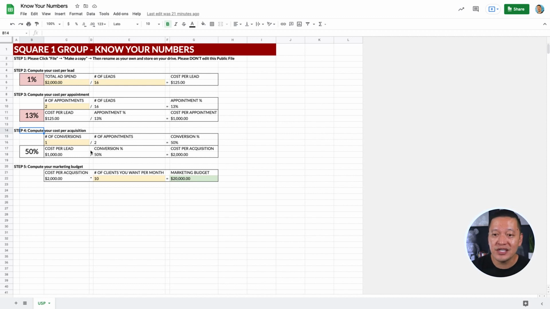So as you can see here, my conversion rate for acquisition is actually really good. I'm at 50%. But aside from that, my percentage or conversion rate when it comes to leads and appointments, it's red. It's definitely under the industry standard. So it's a clear indication that I have a problem and I need to do some fixing and some tinkering.